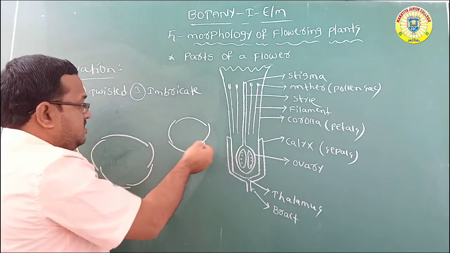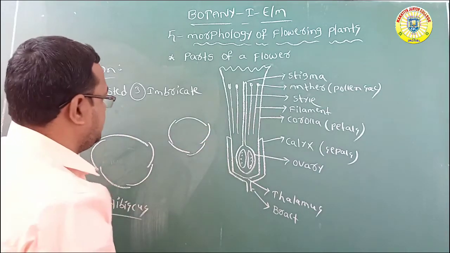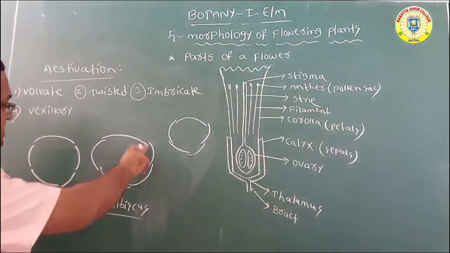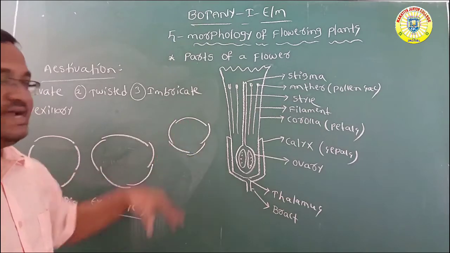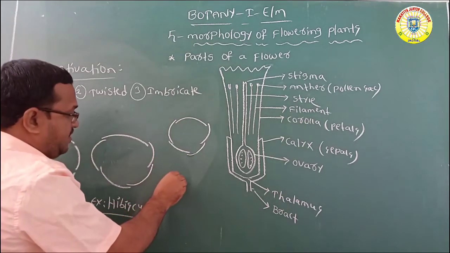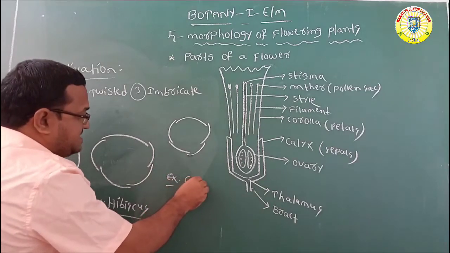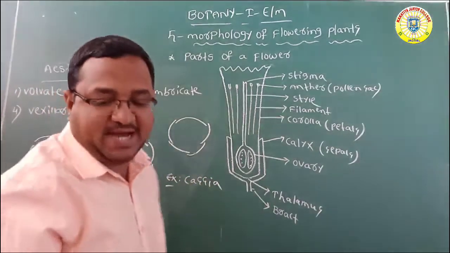Here you can see that overlapping is there but not in a particular direction. See, overlapping is there but like this. Here it is continuous overlapping but not in a particular direction. Best example, Cassia auriculata.